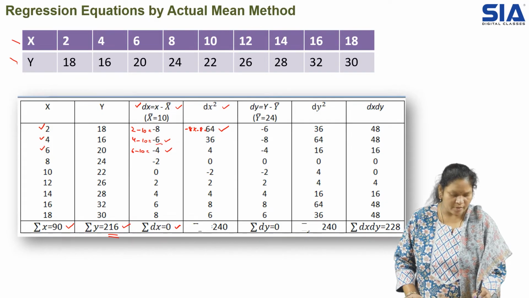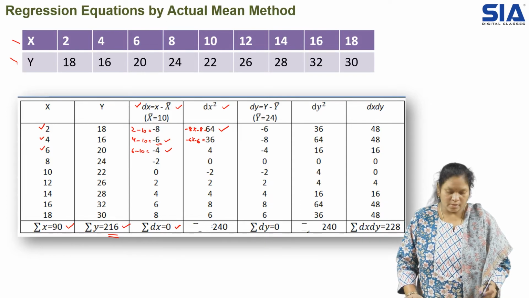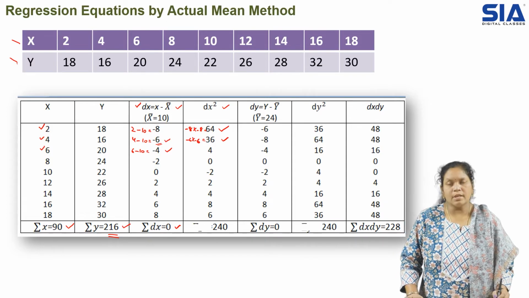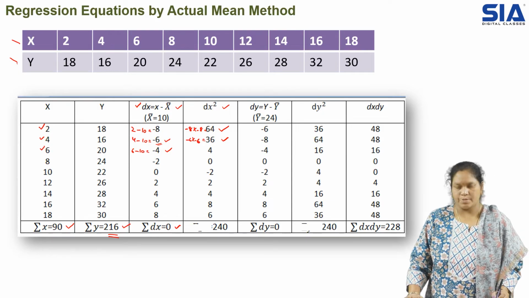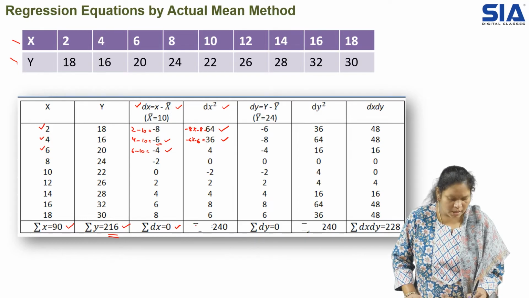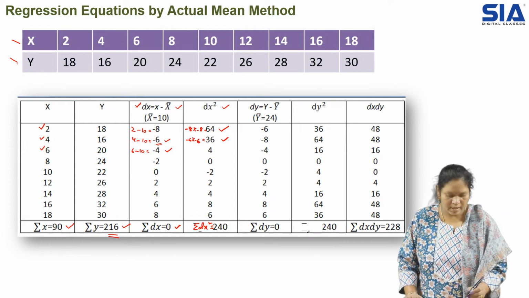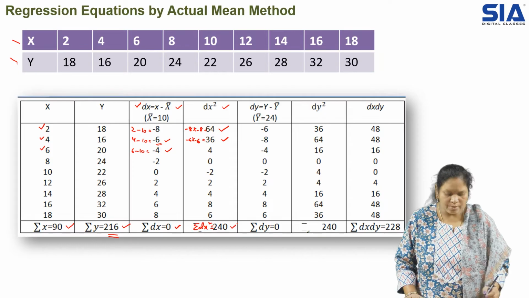Let us discuss one more. The next value I have is minus 6. So minus 6 into minus 6 becomes 36. In this way we need to obtain all the dx square column values. Now go for adding all the values of dx square. We get the total summation dx square is equal to 240.